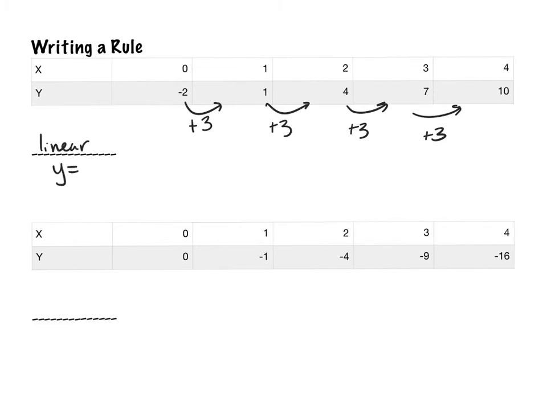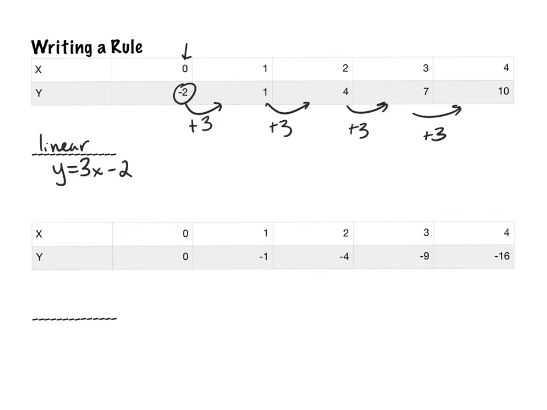And now I've got to write the equation. So y equals, what's my slope here? 3. What goes with that 3? X. Now I've got to figure out what I'm going to add or subtract here. Negative 2. I'm going to subtract 2. So what happens if I plug in 0? 3 times 0 is 0, and I know at 0 I want to be negative 2. So how do I go from 0 to negative 2? Subtract 2. All right, so there's my equation.